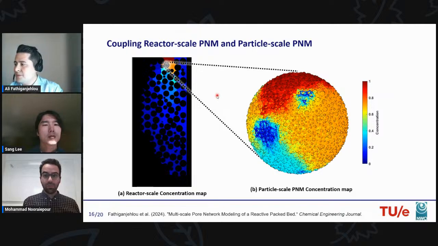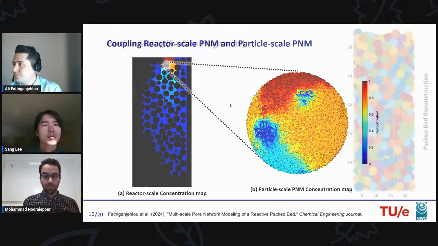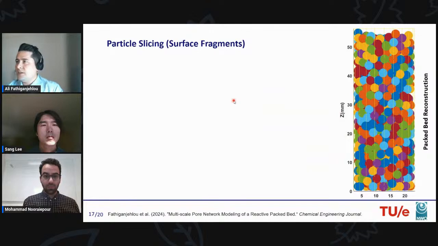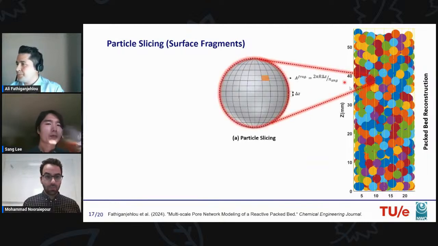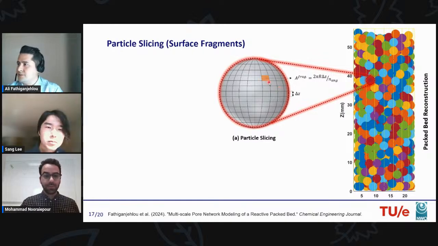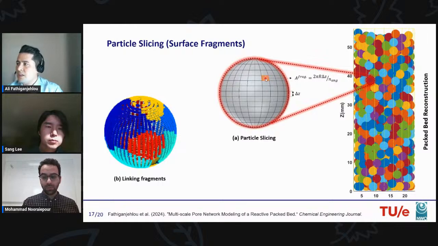So how do we facilitate this coupling? For doing the coupling, we developed a new method using surface fragments. We sliced each particle's surface into hundreds of surface fragments. Here you can see a surface fragment colored in orange. By locating the center of each surface fragment in the volume element map of the reactor scale PNM, we can see which pore in the reactor scale PNM it is adjacent to.